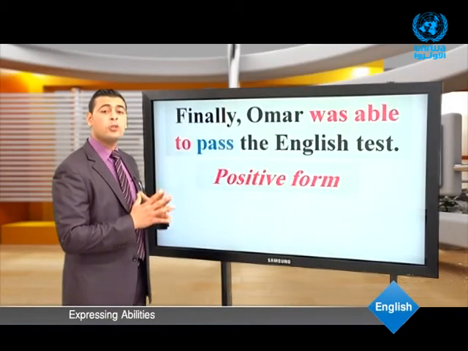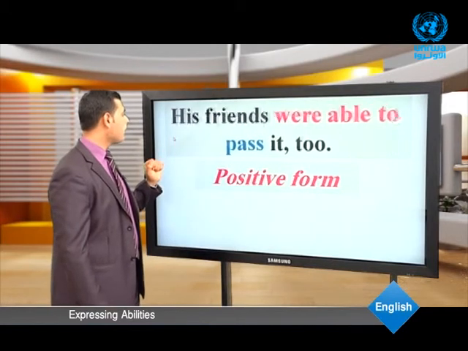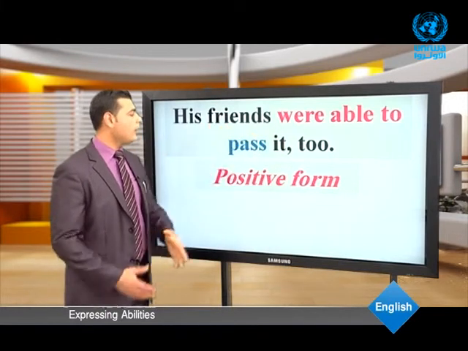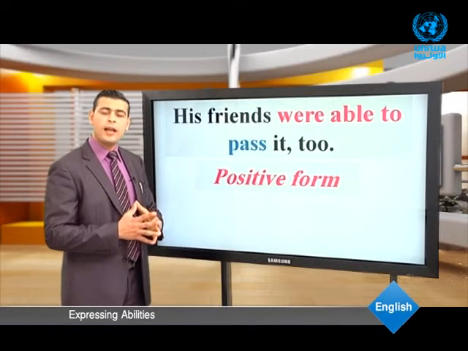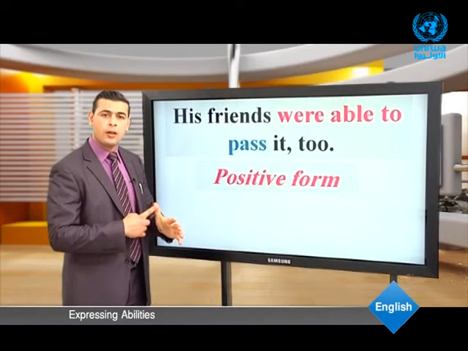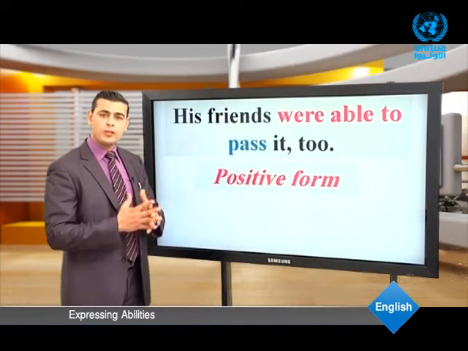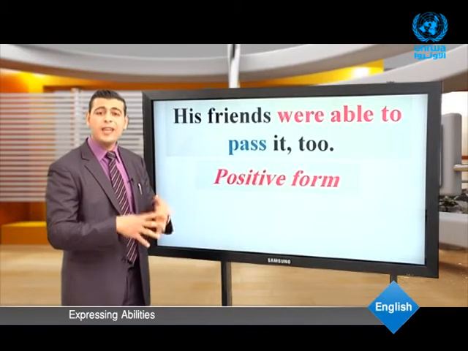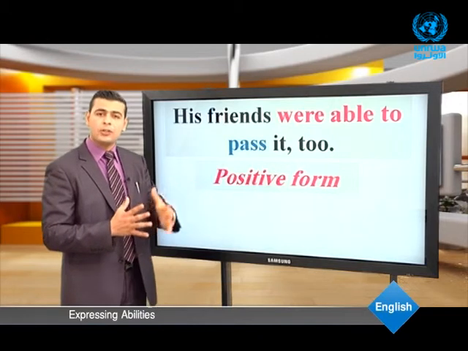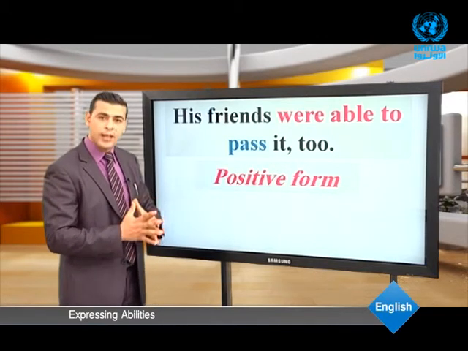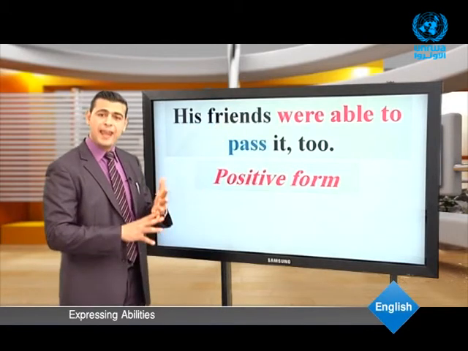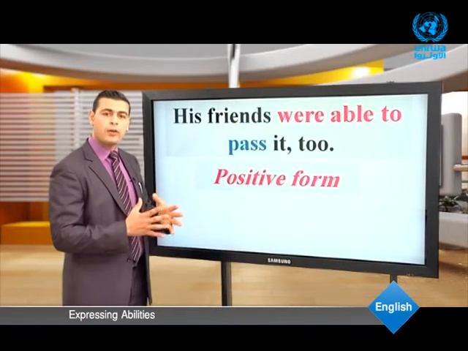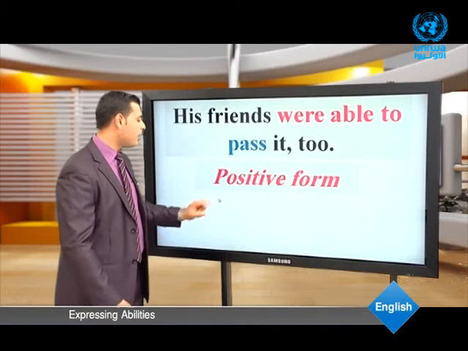Now let's look at another sentence with able to. Here, his friends were able to pass it too. So, dear students, as you notice, we have Omar was able to, but his friends were able to. So we can conclude that with singular subjects like Omar, he, she, it, or any other singular noun, we use was able to plus the base form. And with plural subjects like Omar's friends, or they, you, we, we use were plus able to plus the base form of the verb.